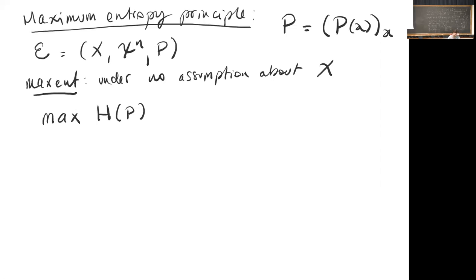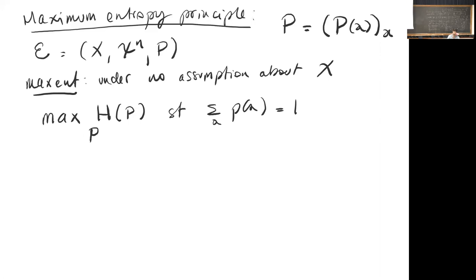So I want to maximize this entropy, which is a function of this vector, with respect to P, such that the sum over x of p_x equals 1. If you know nothing about a random variable, you know at least that its distribution must be normalized. So this is the minimal assumption.